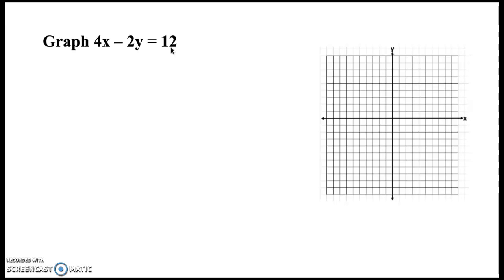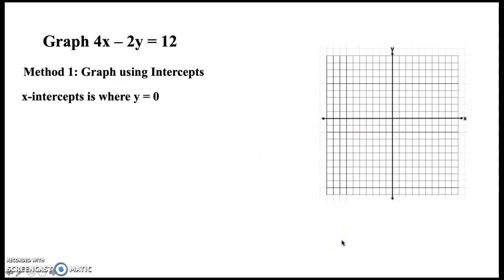There are two ways that you can go about graphing this equation. The first method is to graph using intercepts. What's always true of an x-intercept? Well, y equals 0. So if I plug in 0 for y in the equation, my y term drops out. I'm left with 4x equals 12, or x equals 3. There's our x-intercept, and I can graph that.